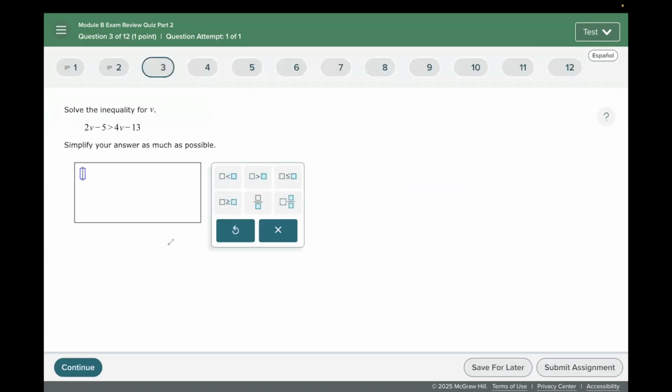All right, next question is saying solve the inequality for V. I'll also show you how to do this using Desmos, but let's do it by hand as well. So I'm gonna start by subtracting, well, let me write it down first. So we have 2V minus 5 greater than 4V minus 13. I'm gonna subtract 2V from both sides. So then minus 5 is greater than 2V minus 13.